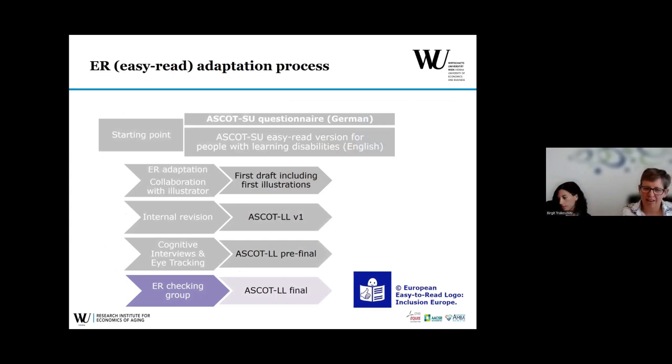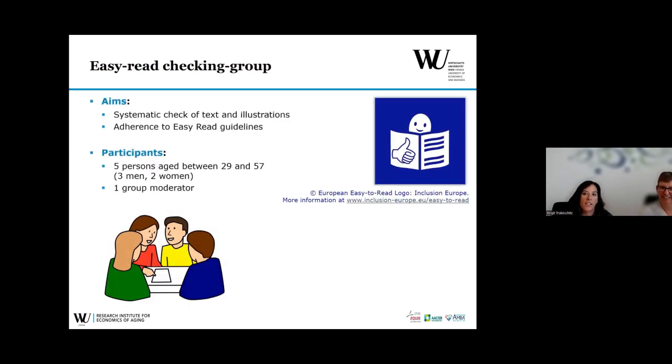And finally, we asked a group of people to check the easy read final version for us. So we had an ER checking group, and that was mainly to make sure that the text was adhering to easy read guidelines, because by that point we already knew that it was fairly easy to understand. We didn't have any major issues anymore, but we wanted to systematically check the text and the illustrations.